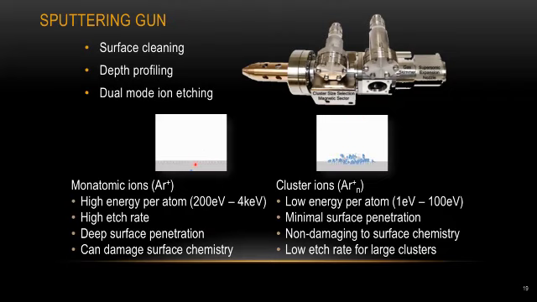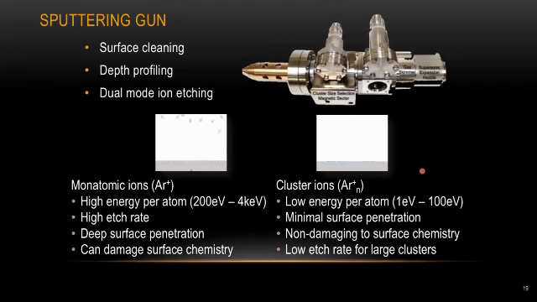On the other hand, we have another type of etching called cluster ion, and you can try to picture this as some kind of huge buckyball. So the huge buckyball will come down to your sample surface. Each atom inside the buckyball will have much lower energy, so you can minimize your surface penetration, also reducing the damage on your surface chemistry. But with such low energy atoms, the etch rate will also be very slow.